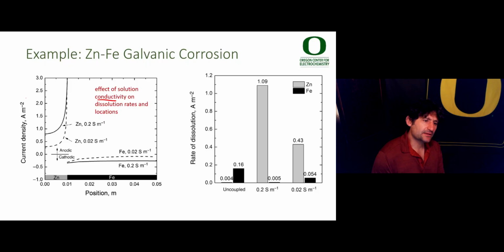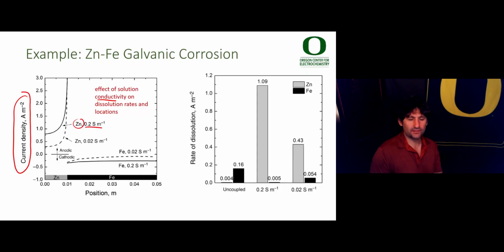So this is the net current density now plotted from this model. And you can see that I can measure the dissolution current of zinc in higher conductivity electrolyte and the dissolution of zinc in lower conductivity electrolyte. And as you expect, in lower conductivity electrolyte, the reaction is much slower as you get further away from the interface. We can also look at the current being driven on the iron.